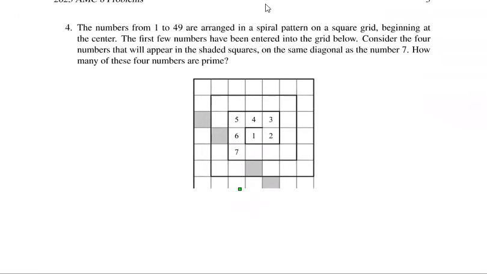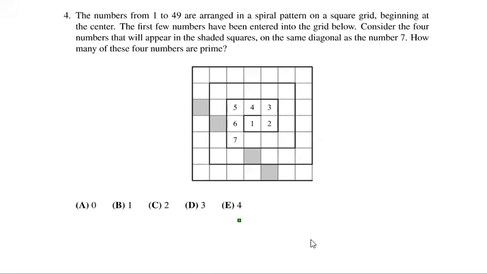And the number 4. We have the numbers 1 through 49 arranged in that square grid, starting from the center. A few numbers are given, and consider 4 numbers that will appear in the shaded squares, like these, on the same diagonal as the number 7, which is already given. How many of these 4 numbers are prime?